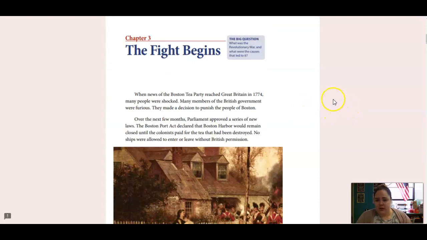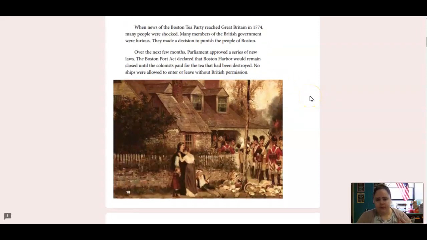So this is chapter 3 called The Fight Begins, and our big question is, what was the Revolutionary War and what were the causes that led to it? When news of the Boston Tea Party reached Britain in 1774, many people were shocked. Many members of the British government were furious. They made a decision to punish the people of Boston. Over the next few months, Parliament approved a series of new laws.